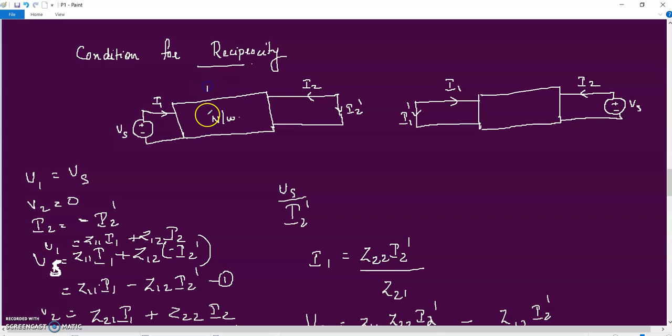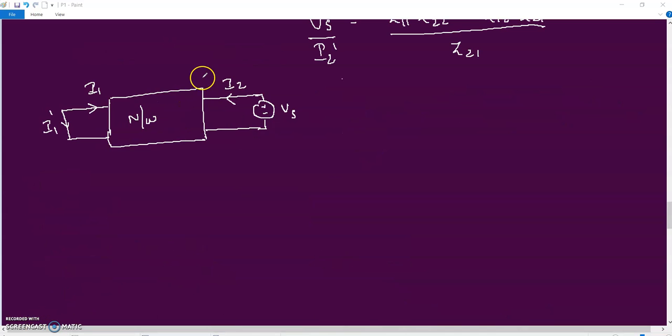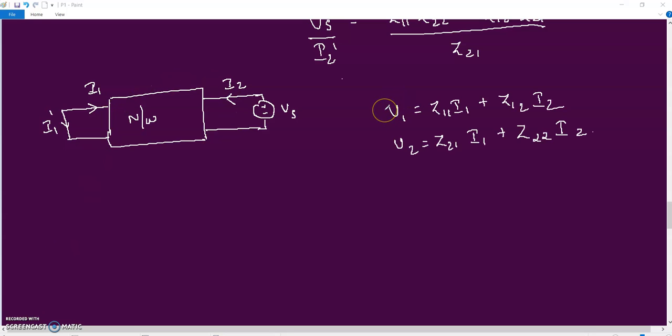So here we have found the Vs by I2 dash of this circuit. That is, when the Vs is applied at the input and the response is got at the output side. Next we are going to evaluate the Vs by I1 dash of this circuit, that is, when the positions are interchanged. So let's go for that. Here I have redrawn the circuit. I have written the equations once more.